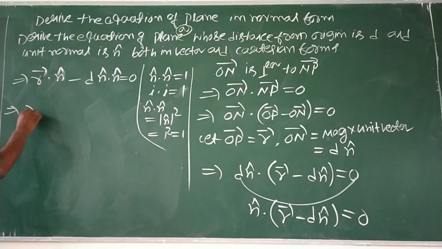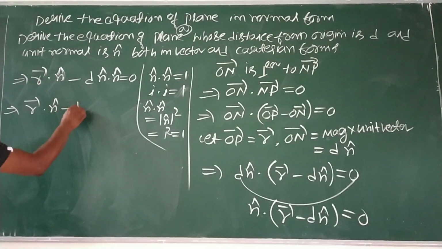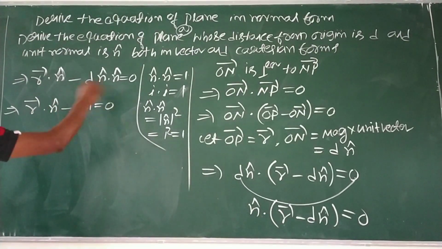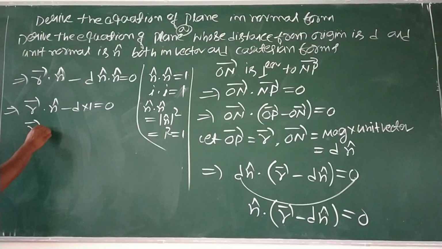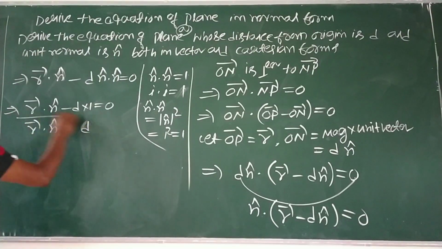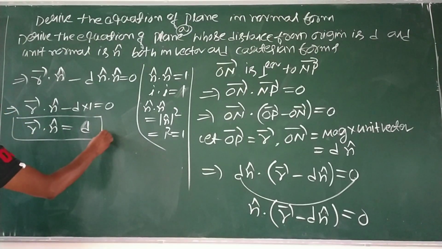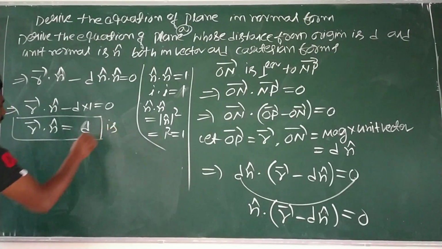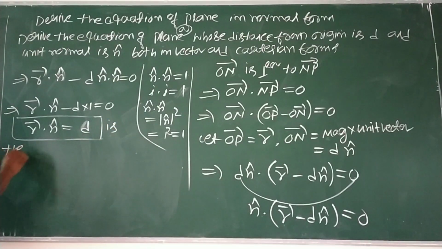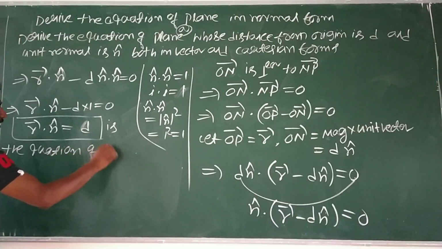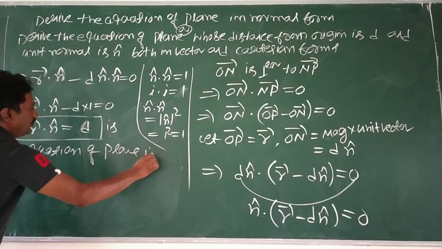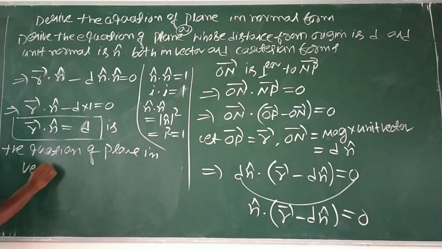That implies r dot n cap, minus b into 1. Set that on the right side: r dot n cap is equal to d. Remember this one. This is the equation of plane in vector form.